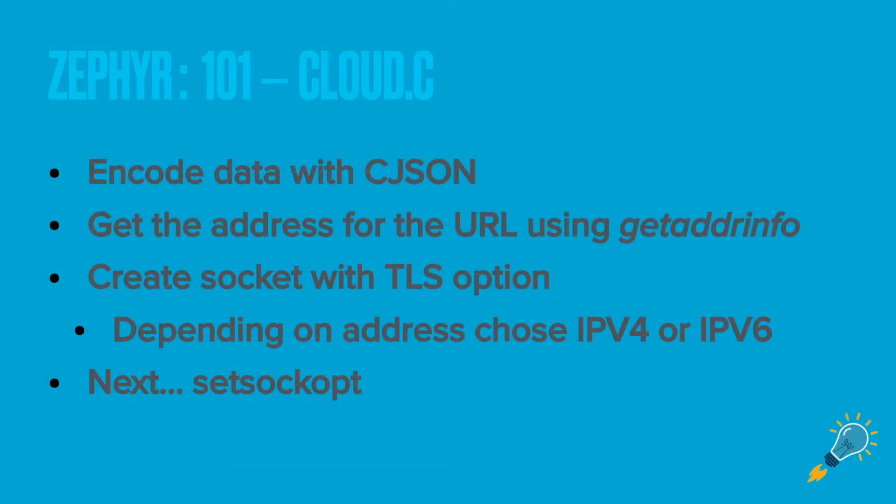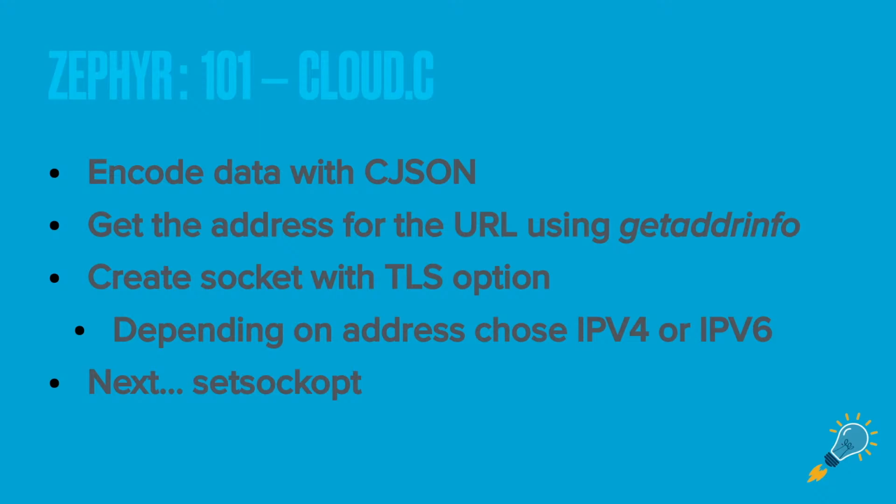So we've created and encoded some data with cJSON. We get the address using getaddrinfo, that POSIX call. We create the socket with the TLS options, and then, depending on what you get, you either get an IPv4 or IPv6. And then what we're going to do next is actually set some options for the connection.